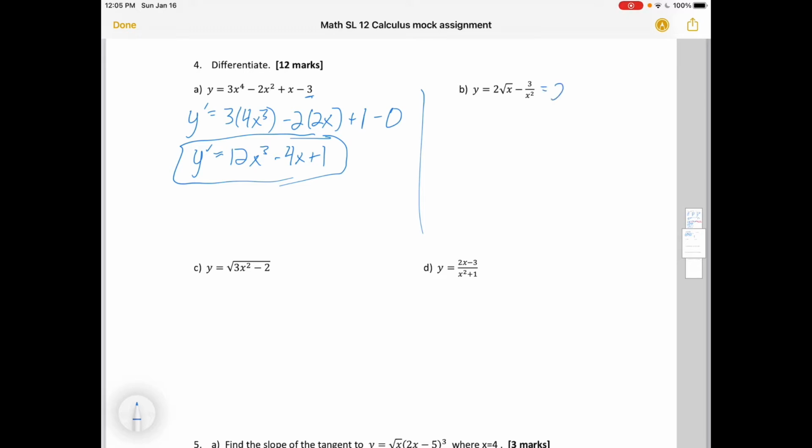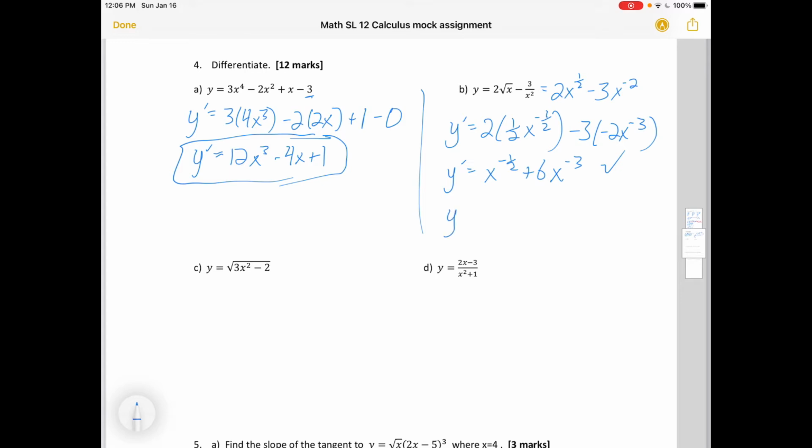In the next one, if I want to be able to do this, I probably have to rewrite it in exponential form. I could do it with some quotient rule with that 3 over x squared, but it's overkill. It's a lot easier here to go: 2 stays, power comes down front, power goes down by 1. Next term, negative 3 stays, power comes down front, power goes down by 1. And then just simplify. So 2 times a half is just 1, so we'd get x to the minus a half plus 6x to the minus 3.